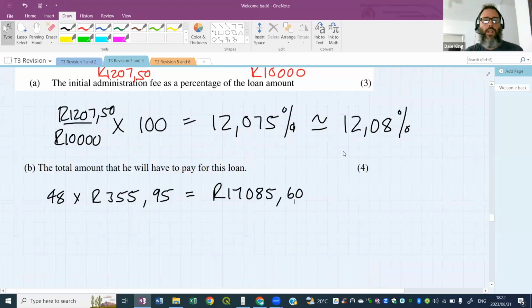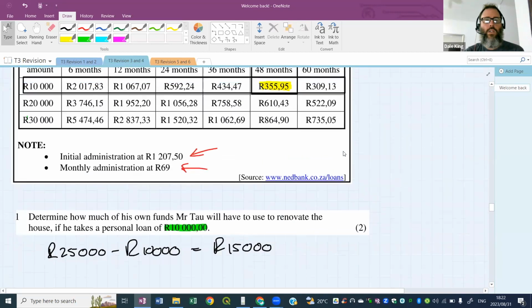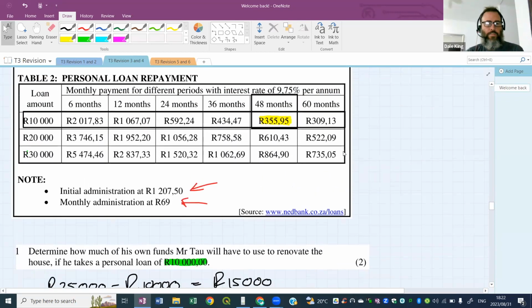Are we done, or are there any other things that we need to take into consideration here? You need to add the initial administration and then the monthly admin. Good. We'll need to add the administration fee. And what do we do with this monthly admin fee?